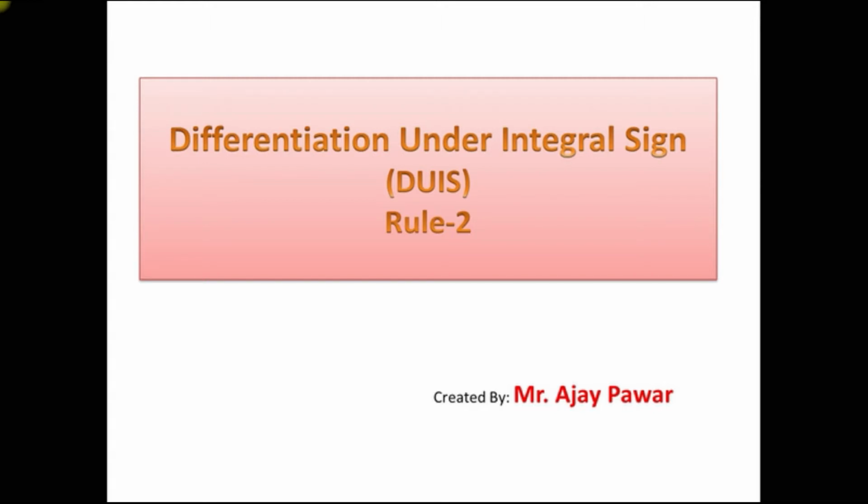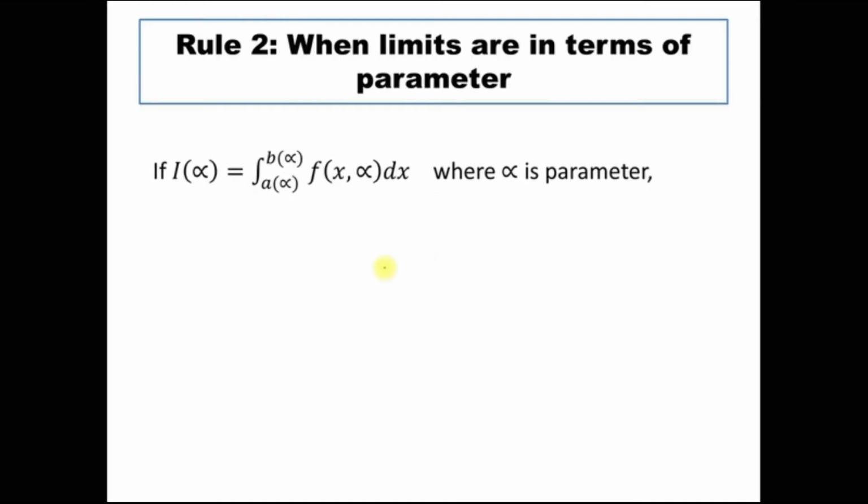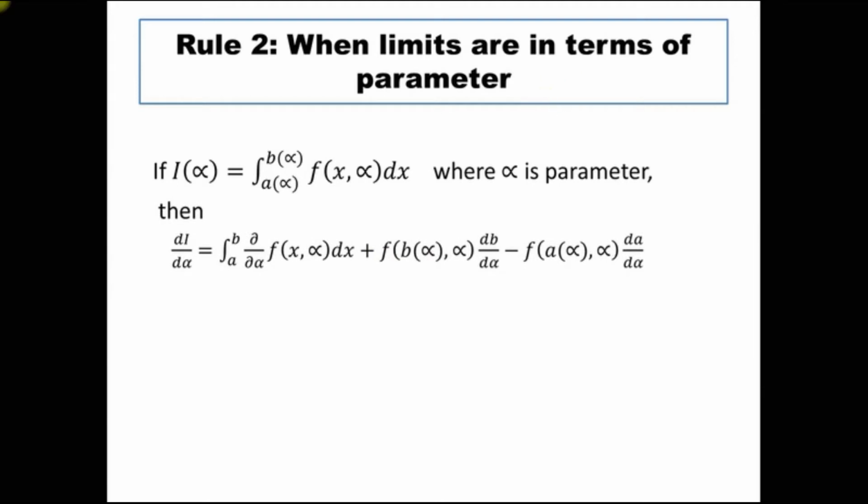Differentiation under integral sign rule number 2 is for when the limits of that integral are in the form of parameters. So let's see what is the rule number 2. Rule number 2 of DUIS is for when limits are in terms of parameter.